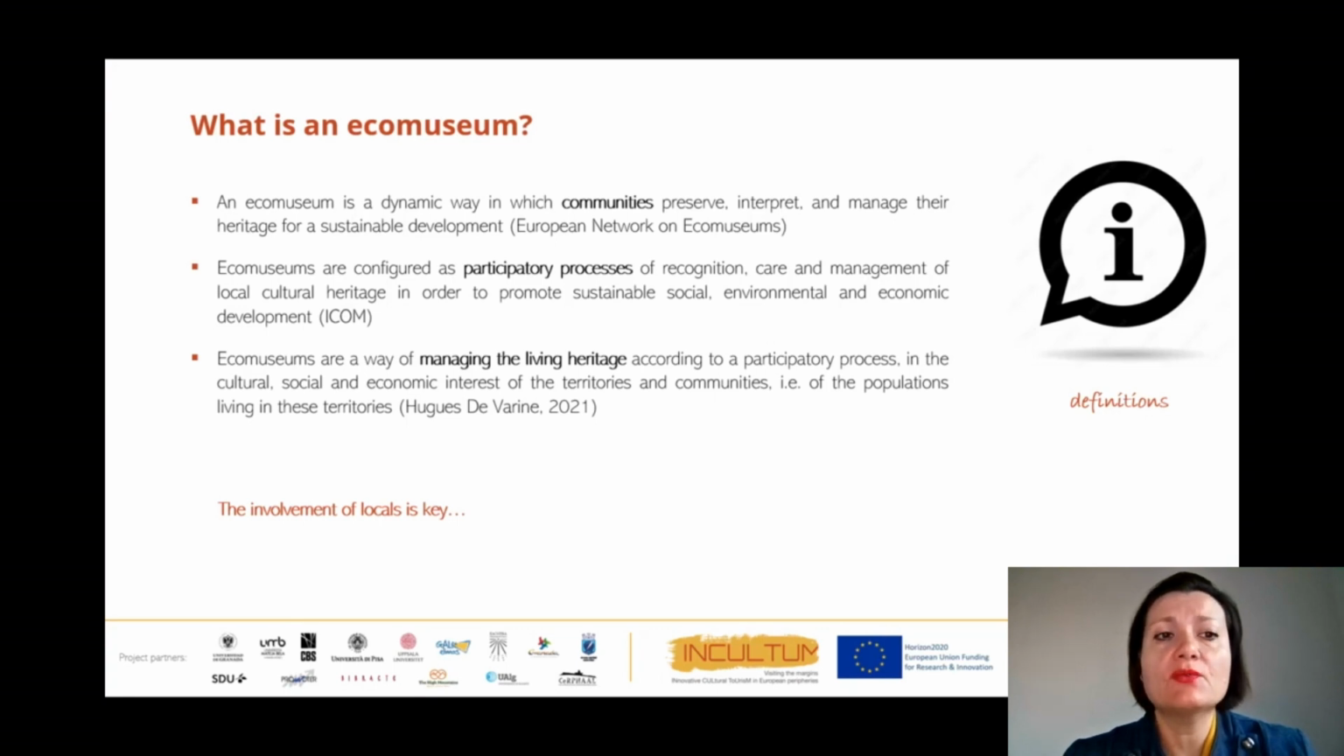In the first definition we read, an ecomuseum is a dynamic way in which communities preserve, interpret, and manage their heritage for a sustainable development. In the second definition we read, ecomuseums are configured as participatory processes of recognition, care, and management of local cultural heritage in order to promote sustainable social, environmental, and economic development.